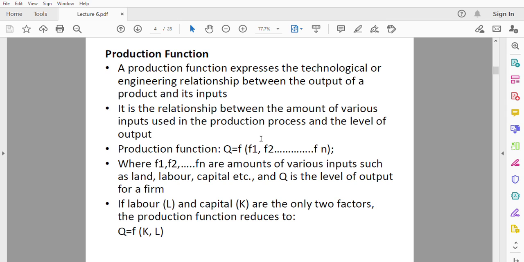So a typical production function can be expressed as this: Q is a function of F1, F2 up to Fn. The F1, F2 up to Fn are amounts of various inputs such as land, labor, capital, etc. And Q is the level of output for the firm. So if labor and capital are the only two factors of production, the production function can be expressed as Q, which is output, is a function of capital represented with K and labor represented with L.